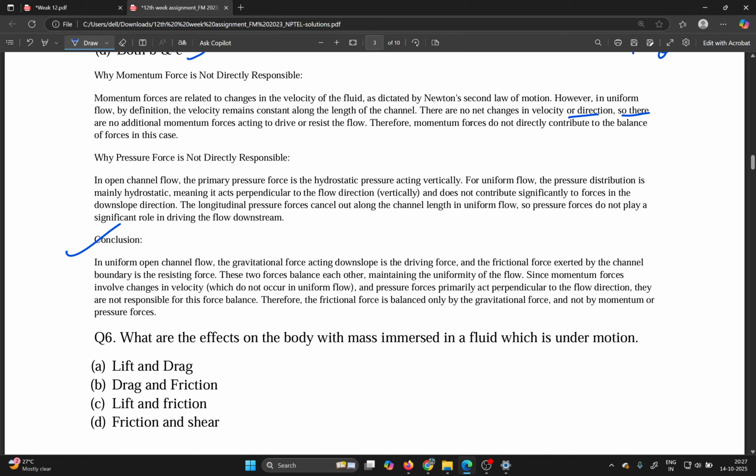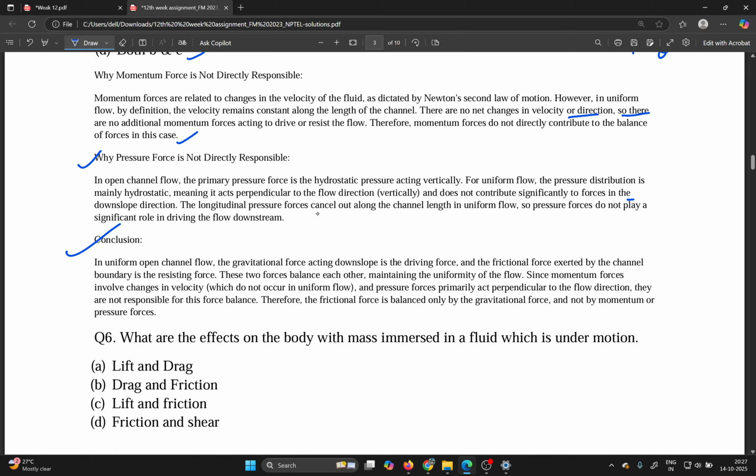Therefore, the momentum force does not directly contribute to the balance of force in this case. The next one, why is pressure force not directly responsible? Because in open channel flow, the primary pressure force is hydrostatic pressure acting vertically. In uniform flow, the pressure distribution is mainly hydrostatic, meaning it acts perpendicular to the flow direction, vertically, and does not contribute significantly to the force in the downslope direction.